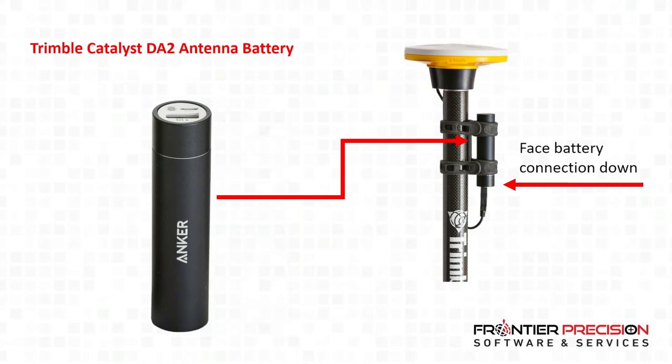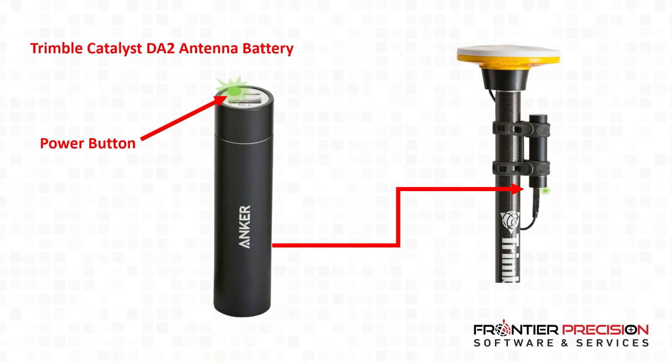As a reminder, if you're pole mounting the DA2 to a rover rod, you'll want to mount the battery with the connection face down, especially if you're working in wet conditions. The battery has a power button next to the USB port. If you push this once, it will power on the battery and it will glow green. This battery will automatically power off if it's not in use after about 10 to 15 minutes.